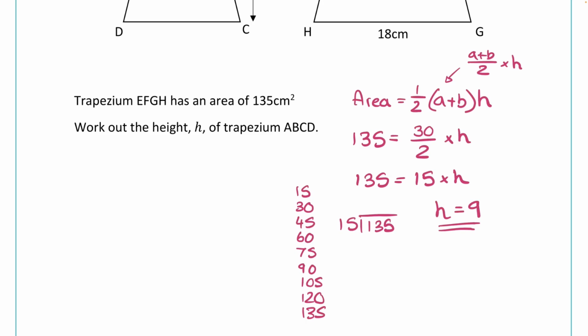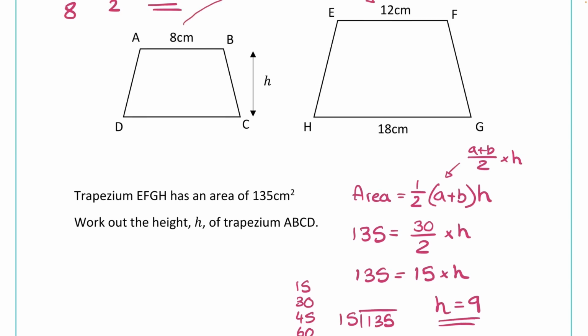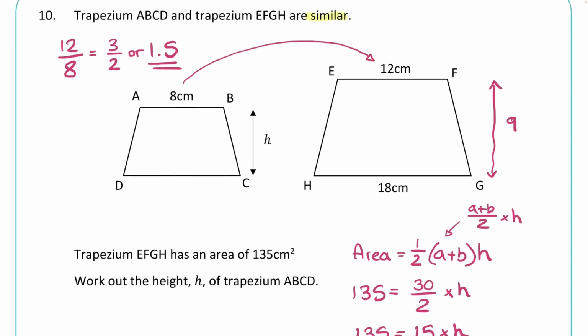Now be very careful because that's the height of the second trapezium here. So this second trapezium here has a height of 9. Now I can work backwards, almost going down to that smaller shape because I have the scale factor, which is 1.5. And now I have the scale factor of 1.5. I have the height of the larger trapezium. I can go down to my smaller trapezium by dividing by 1.5.